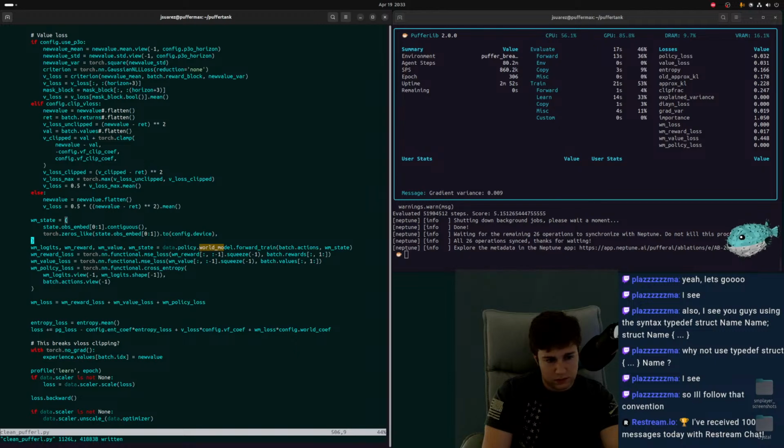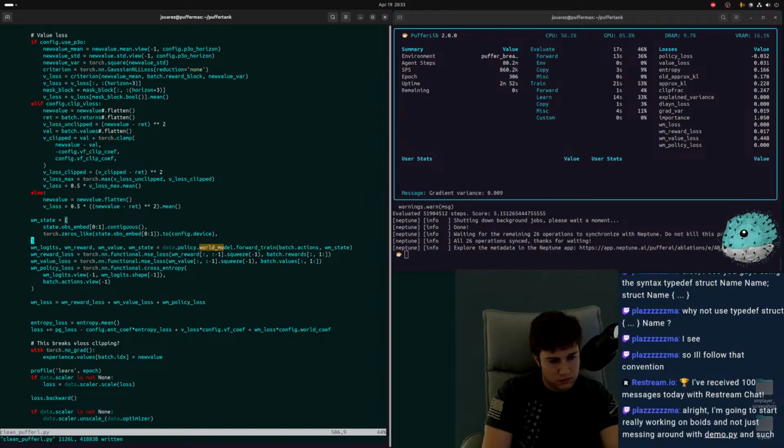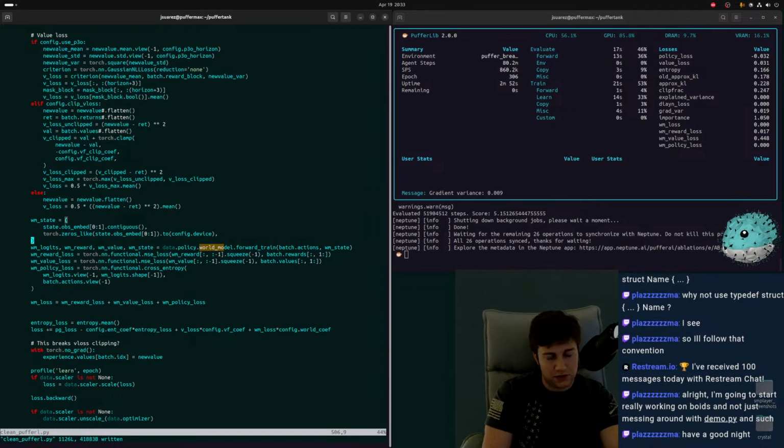Can we just start working around the model state, not messing around in demos? Yeah. Have a nice evening. I'm going to bed soon. I just want to see if I can try one or two more things to maybe get this thing to work.